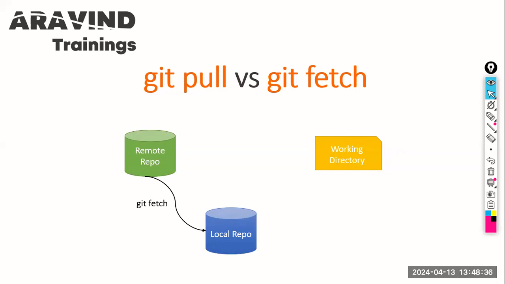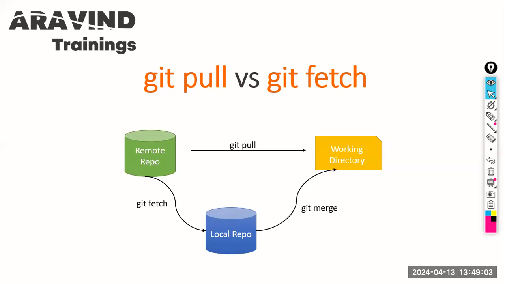It will just check. Then to download those changes into our working directory from the local repository, we need to execute the git merge command. After we execute git merge, only then will it download the changes from the local repo to our working directory. Whereas the git pull command directly downloads the changes from the remote repository to the working directory.